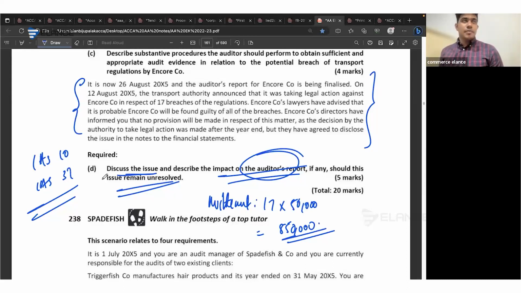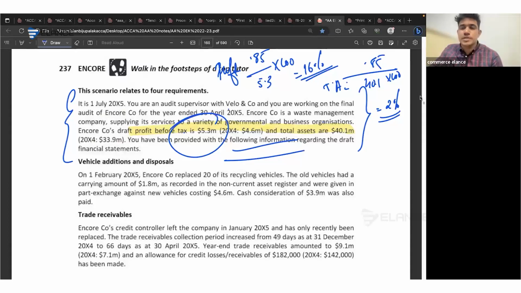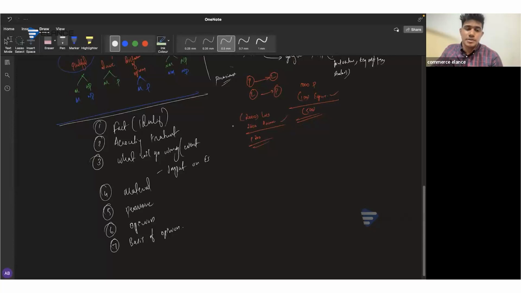As per IAS 37 Provisions, Contingent Liabilities and Contingent Assets, the company should have created a provision for the probable future cash outflow in relation to the breaches. If not, the provision is understated and the profit of the company would be overstated. As the company has 17 breaches and each breach is charged with 50,000 as penalty, there's a total misstatement of 850,000 in the financial statements, which represents 16% of the profit and 2% of the total assets. Therefore, it is material to the company's financial statements.